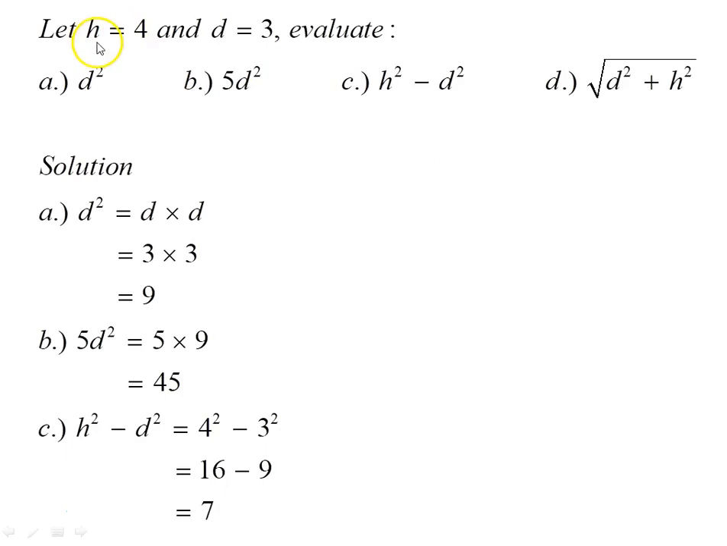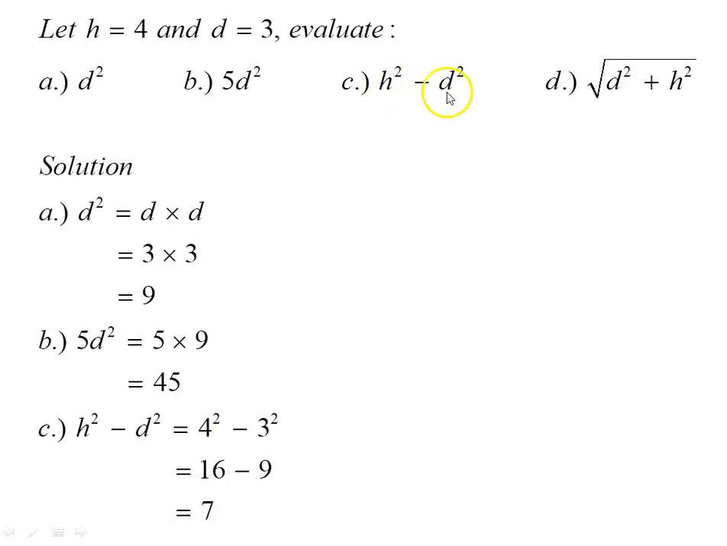This time we're going to let the letter h equals 4 and the letter d equals 3, and we want to evaluate, to work out, what is d squared. Alright, well, d squared is d times d, and we're told that d equals 3 up here, so 3 times 3 is 9, so d squared equals 9. What about 5d squared? Well, 5d squared means 5 times d squared, and we've worked out that d squared above is 9, so 5 times d squared is 5 9s are 45.